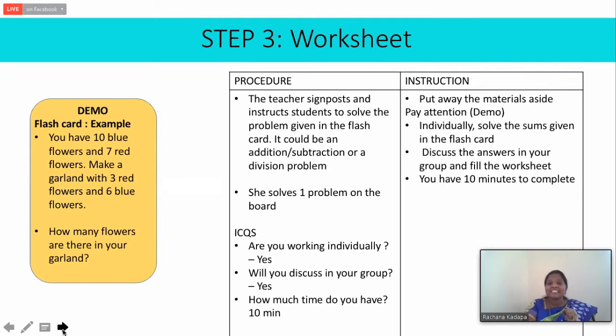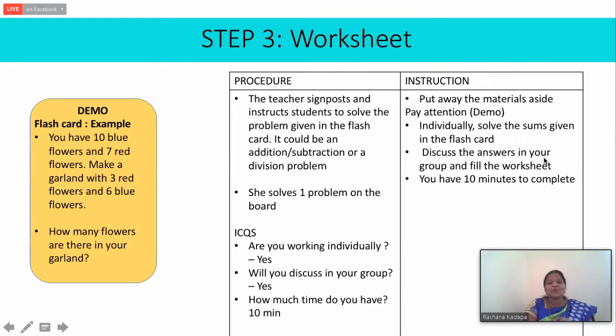Procedure. Here, the teacher signposts the instructions, instructs students to solve the problem given in the flashcard. It could be an addition or a division problem. So here we can give the instruction: put away the material, pay attention, individually solve the problems given in the flashcard. First, you have to solve the problems individually and then discuss the answers within your group and fill in the worksheets. These are the instructions. And the time limit: you have only 10 minutes to complete.